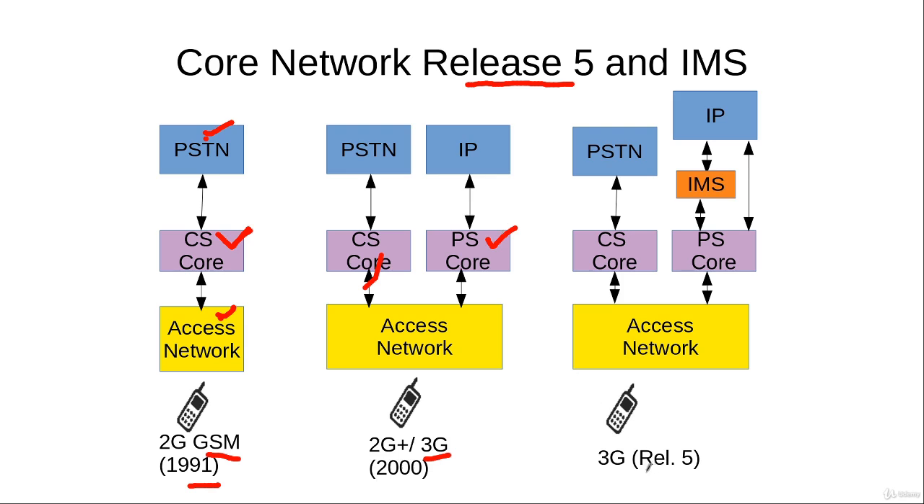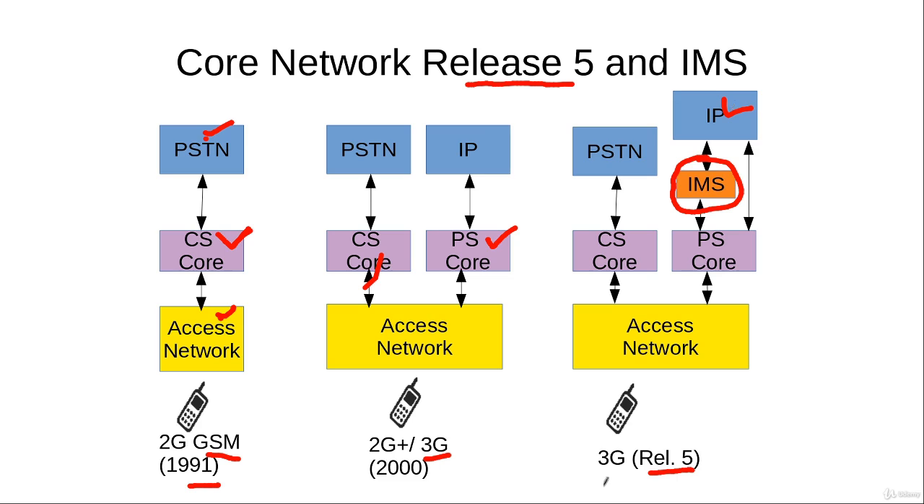Now, in the case of 3G release 5, they introduced an entity called the IMS. IMS stands for IP Multimedia Subsystem. And using the IP Multimedia Subsystem, it is possible to handle the voice calls as packet switched calls. That means that the voice calls can be done using the IP network as IP packets.